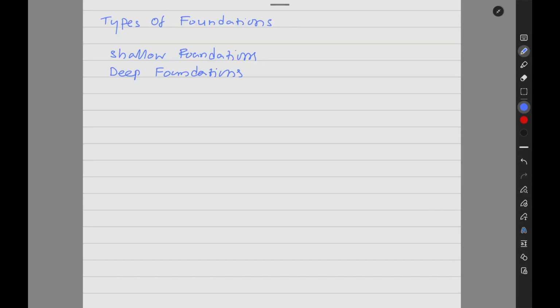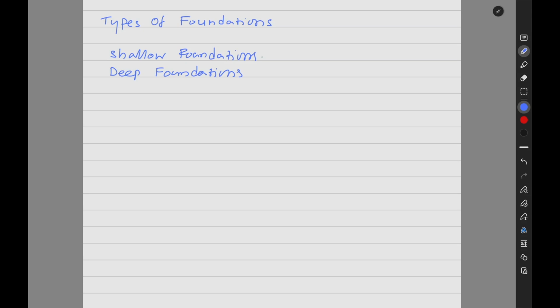Today we are going to discuss types of foundations. There are different types. So we are looking into the basic types of foundation we make in day-to-day design and constructions. Foundations can be divided into two segments: shallow foundations and deep foundations. So let's see each of the types in detail.